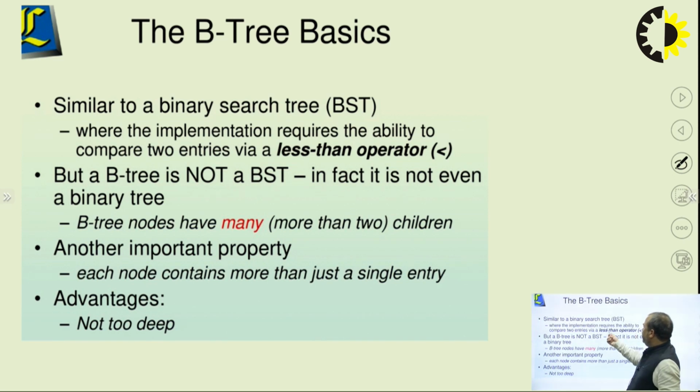So we can say that B+Tree is not a BST. In fact, it is not even a binary tree. We will see why it is not. B+Tree nodes have many, or you can say more than 2 children. Another important property is that each node contains more than just a single entry.